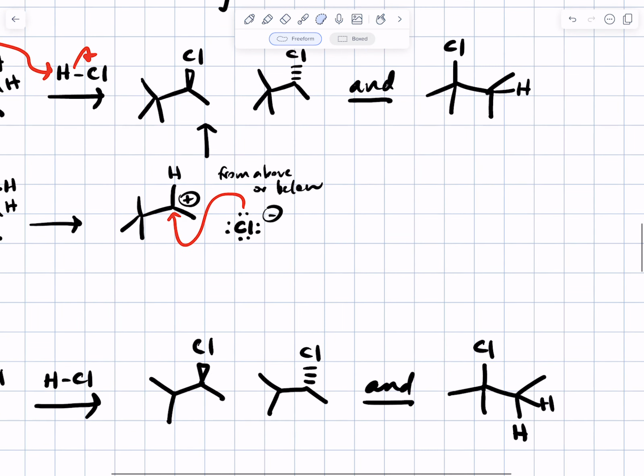If you look at the intermediate, the positive charge is on the secondary carbon. The adjacent carbon is a quaternary carbon. It has 4 carbons attached to that one carbon. 3 of them are methyl groups. And if you look at the product, one of those 3 methyl groups is now in the wrong place. So that tells you what had to happen.